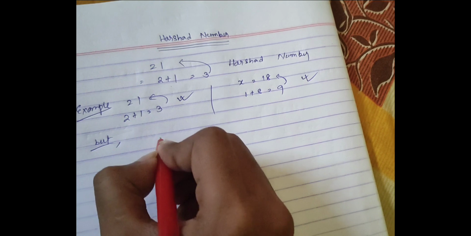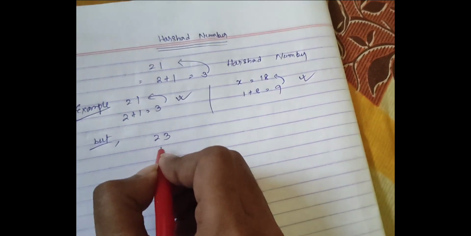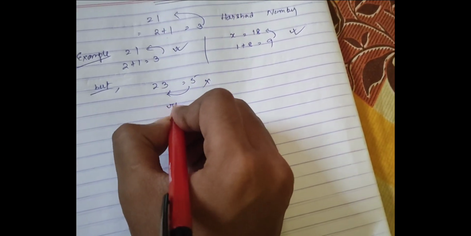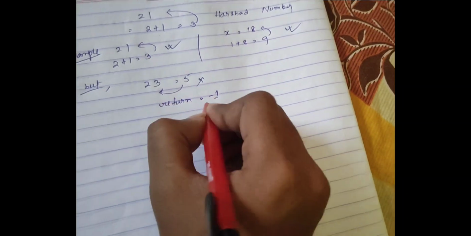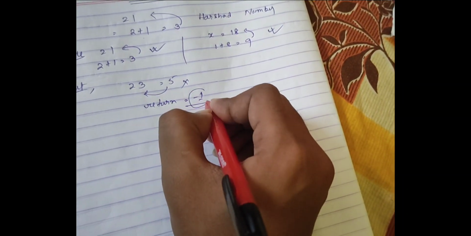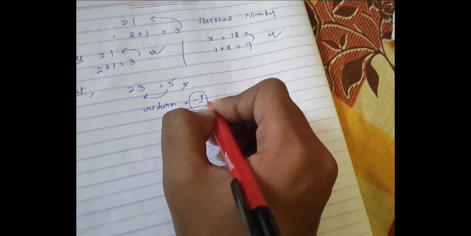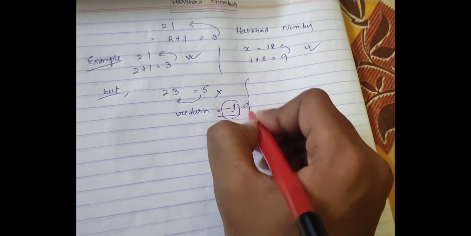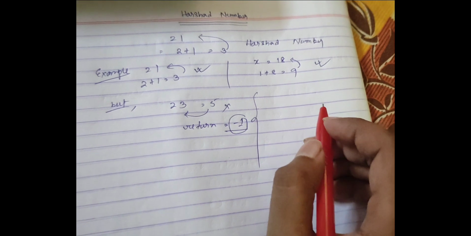But take 23: 3 plus 2 is 5, and 23 is not divisible by 5, so it's not a Harshad number. So I will return -1, because they are saying whenever it's not a Harshad number, you return -1. Now how do we check whether this is a Harshad number or not? We have an easy approach for checking.